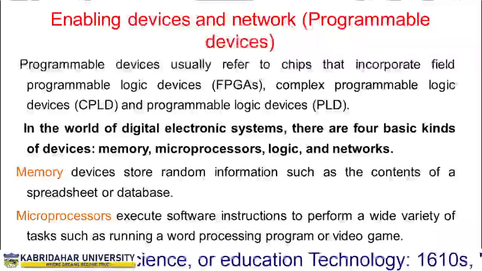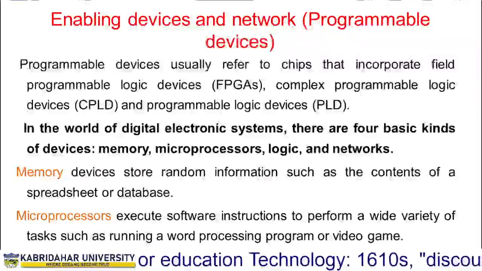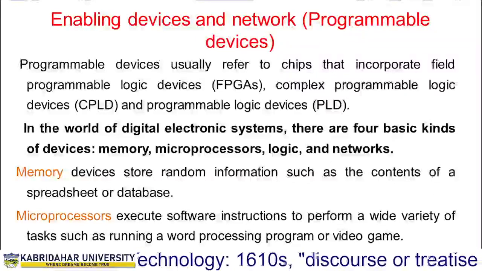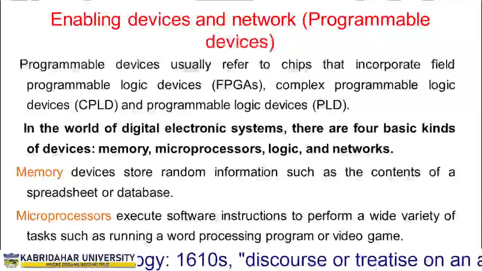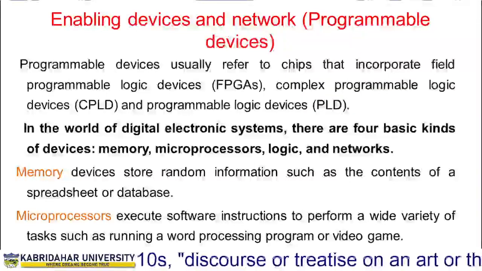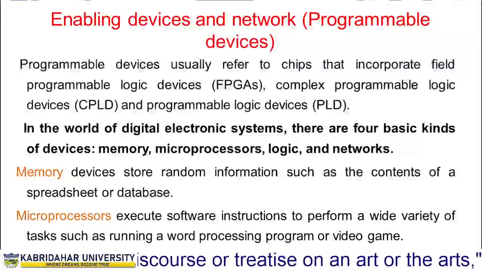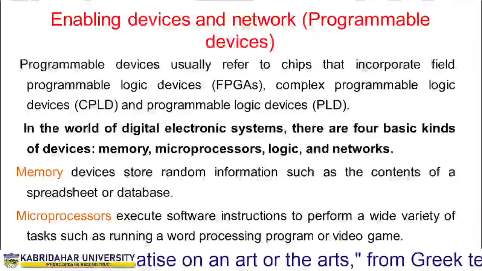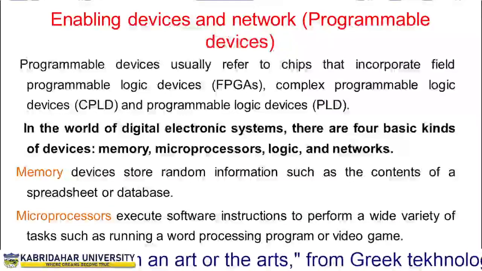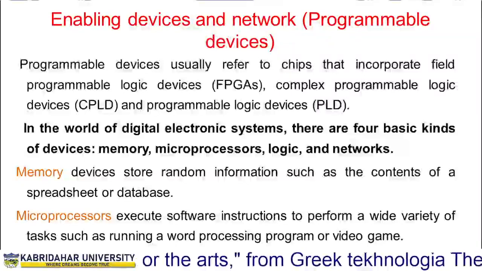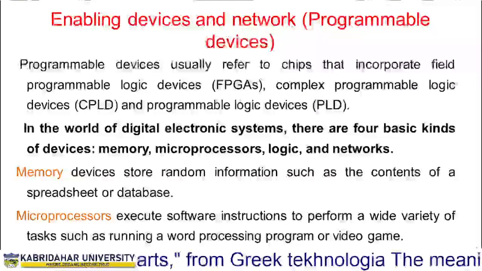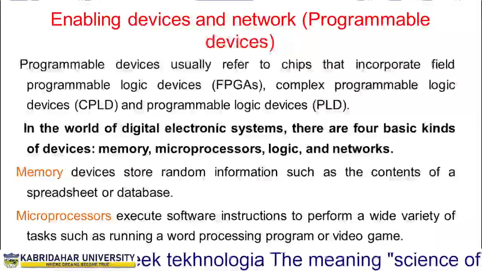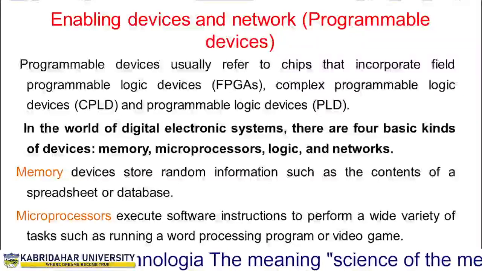Programmable logic devices. So in the world of digital electronic systems, there are 4 basic kinds of devices. What are they? Memory, microprocessors, logic, and networks. When we say memory, what is it? Memory is a device that stores random information such as the contents of a spreadsheet or database. When we say microprocessor, microprocessors execute software instructions to perform a wide variety of tasks such as running a word processing program or video game.